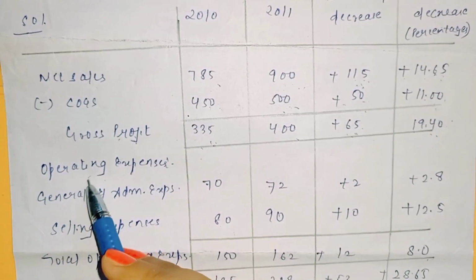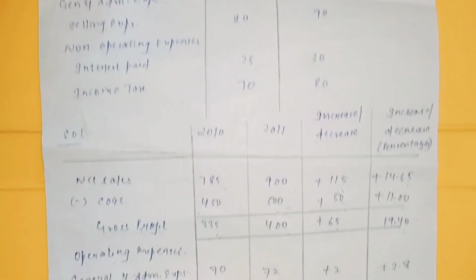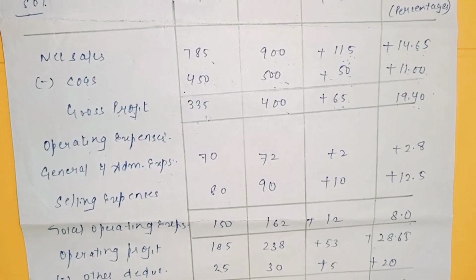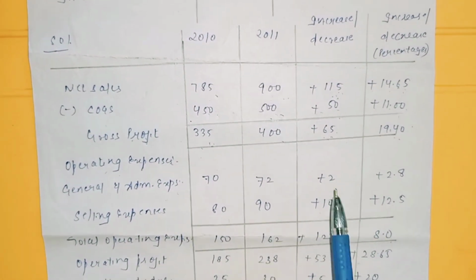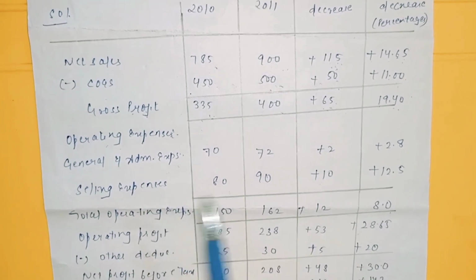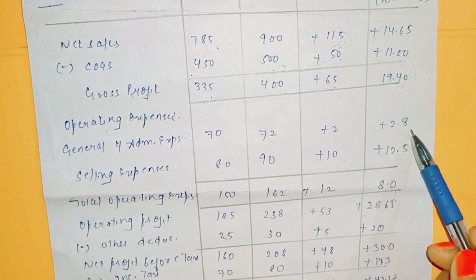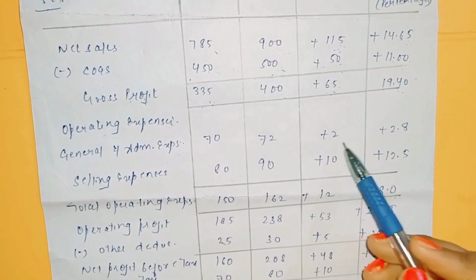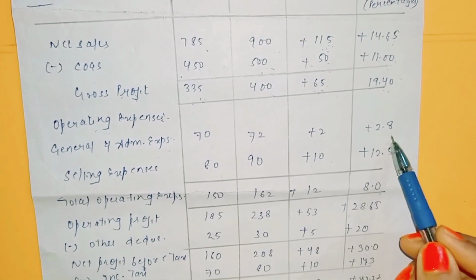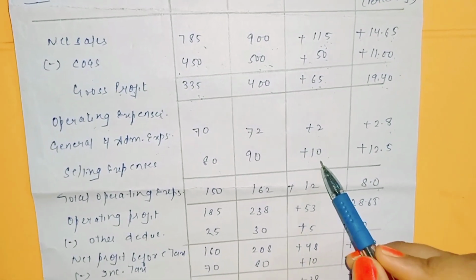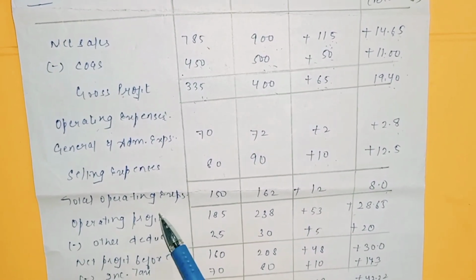Then there are operating expenses. In the question we had 2 operating expenses, that is general and administration expenses and selling expenses. Again we can see that there is an increase in the general and administration expenses by 2000, and there is an increase of the selling expenses by 10,000. If we want to find out the percentage of increase or decrease, we will have to divide 2 by 70. Then we can see that there is 2.8% of increase, and we will have to again divide 10 by 80. We can find out that there is an increase of 12.5%.